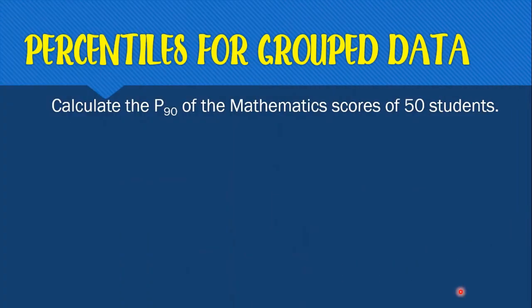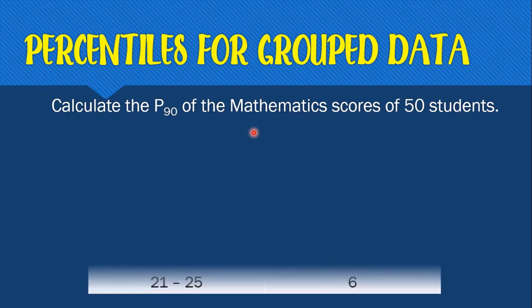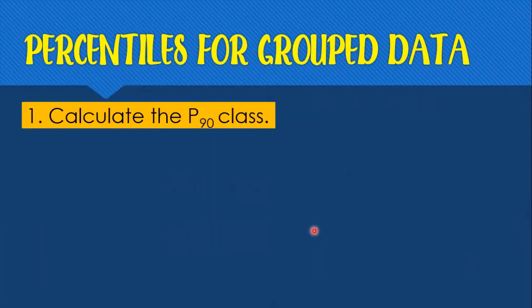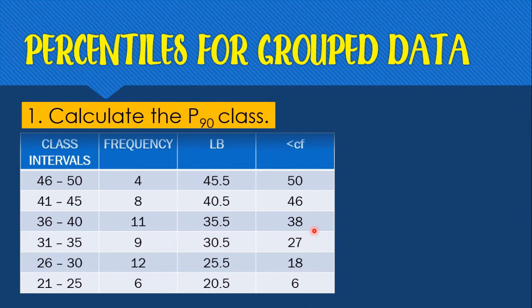So in solving the percentiles for grouped data, we'll have the same way, but instead of having Q sub k or D sub k, we'll be having P sub k to denote percentiles. So let's have an example. Calculate the 90th percentile, or P sub 90, of the mathematics scores of 50 students. Given the same table with the same scores and frequencies, the first step again is to calculate for the P sub 90 class. So we have already added the lower boundaries and the less than CF.